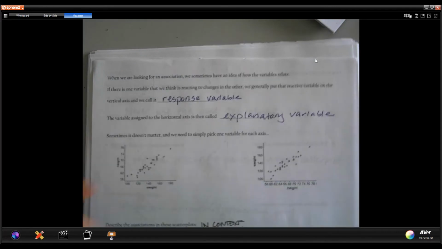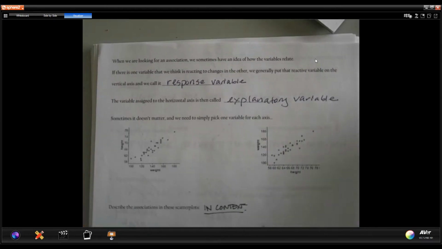But sometimes it doesn't matter, and we need to simply pick one of them. If we have height and weight, who is to say whether your weight depends on your height or your height depends on your weight, or which one is the explanatory and which is the response? I have to be really careful here: we are not talking about causation in any case, even though we call them the explanatory variable and the response variable. We're not saying that one thing causes the other in any of these problems. So just watch out for that.